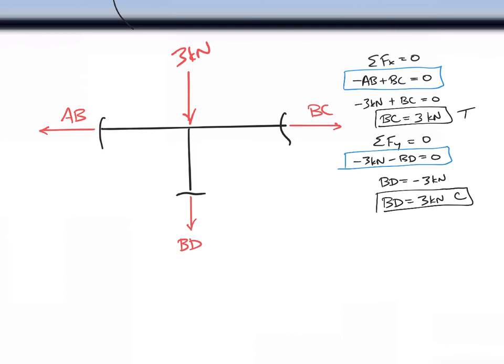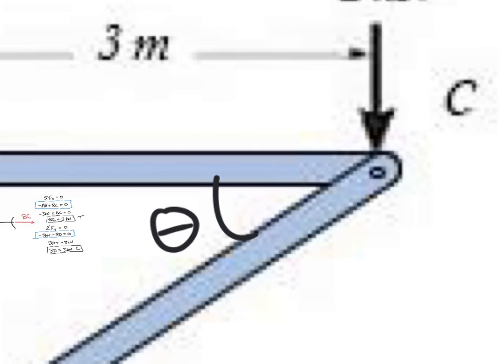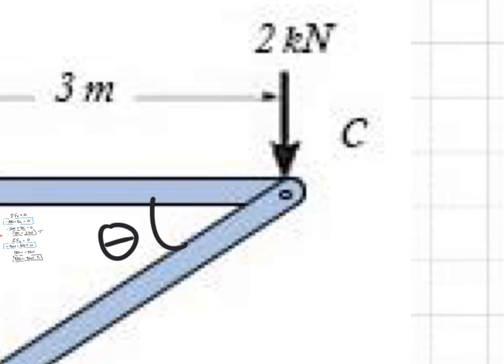Okay, let's go to joint C. Here's joint C, kind of a look at it. Let's go ahead and draw it. It's nice being able to zoom in. So this is joint C, and I've got this 2 kilonewtons coming downwards.